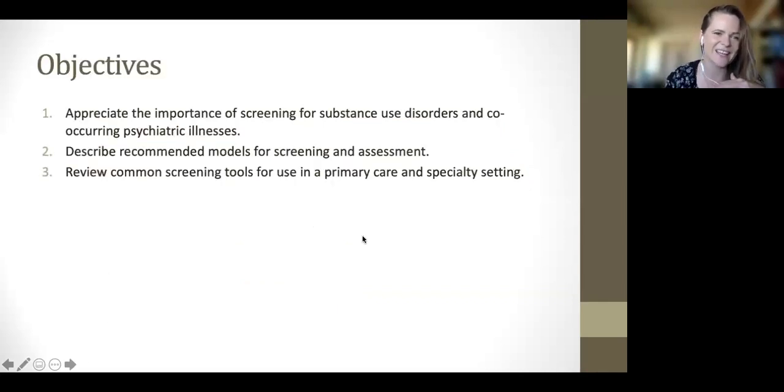So our objectives today are to appreciate the importance of screening for substance use disorders and co-occurring psychiatric illnesses. We'll go over the recommended models for screening and assessment, and we'll briefly review common screening tools for use in a primary care and also a specialty setting.